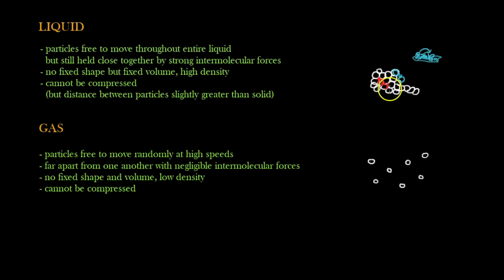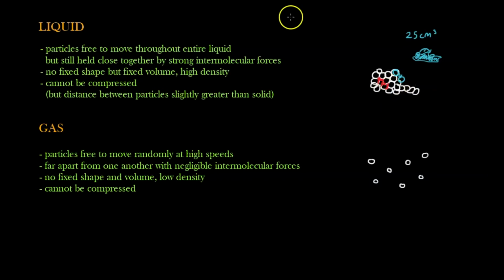And due to this, they have no fixed shape because the particles can move about, right? But they have fixed volume. So if my puddle of water is 25 cm3, ignoring evaporation and all the other processes, it will always stay 25 cm3 because the volume is fixed. And because the particles are so closely packed, they have high density. But the thing is that they cannot be compressed, because even though the particles can slide past one another, there's still no space between them.